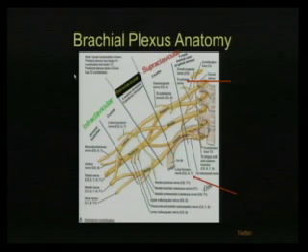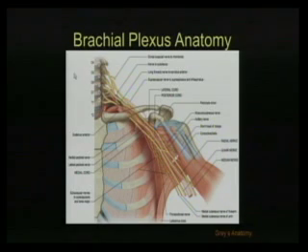So if you hear or read about prefix, that just means it'll go from C4 down to C8, and if it's postfix, it would be C6 to T2. And your neurologist would have to help you with that. If there was an injury and they noticed there was some T2 injury with it, then that's probably a postfixed brachial plexus. But you would need some help from your clinician on that one.